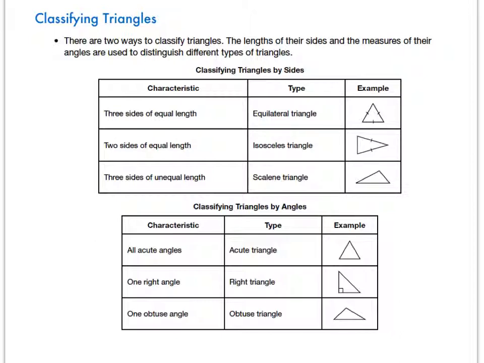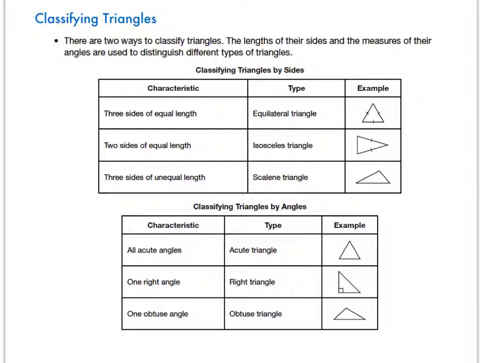Look at these two tables. In the first table, we are classifying triangles by the length of their sides. An equilateral triangle has 3 equal sides and 3 equal angles. An isosceles triangle has at least 2 equal sides and 2 equal angles. A scalene triangle has 3 unequal sides and 3 unequal angles.